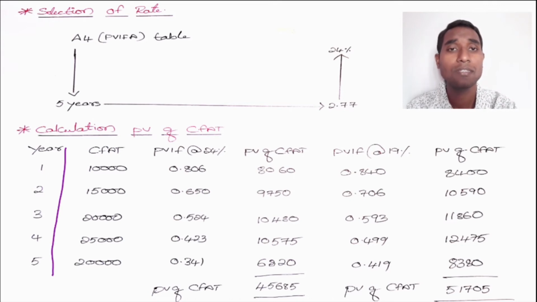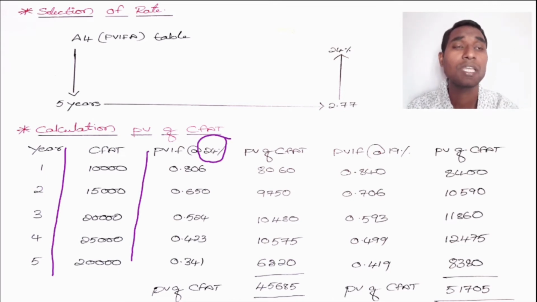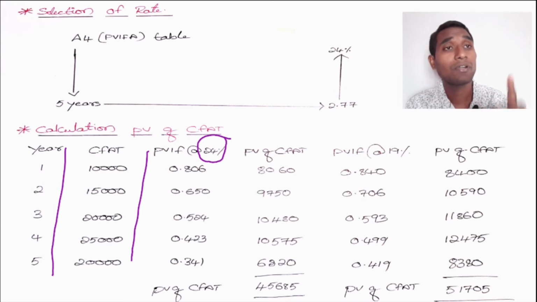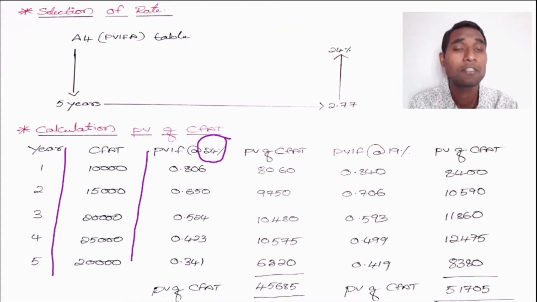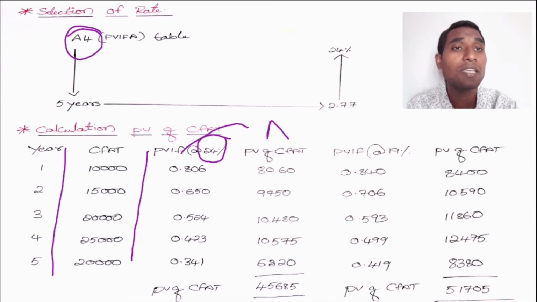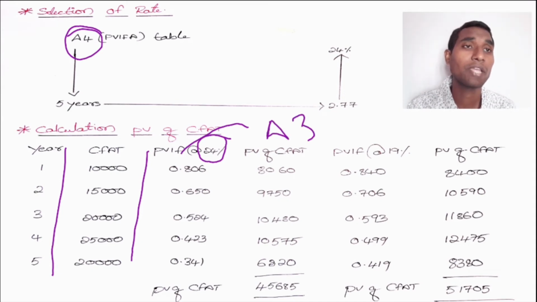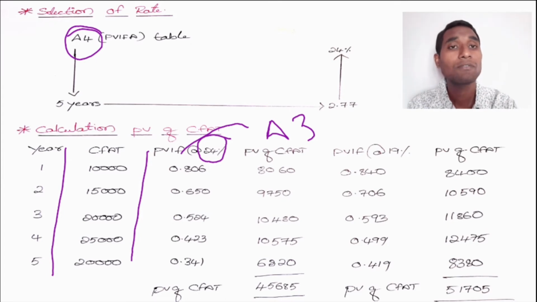So I took years, I took CFAT. Now 24% I will be using, not the required rate of return given in the question. So this is 24%. Now for selection of the rate you will be using the A4 table. For PVIF calculation you will be using A3. Make a note of this point also. So for PVIF you will be using the A3 table. So you should look into the A3 table.